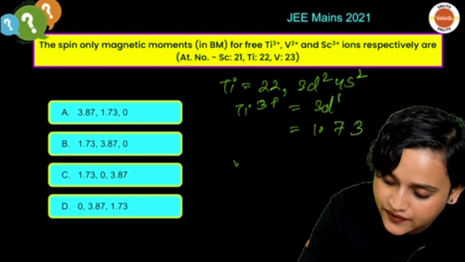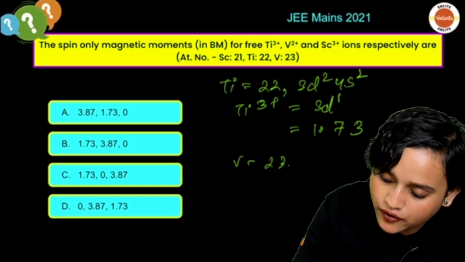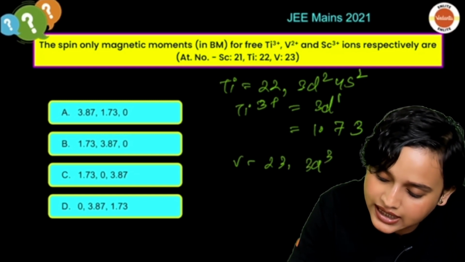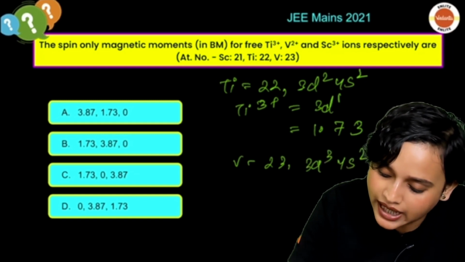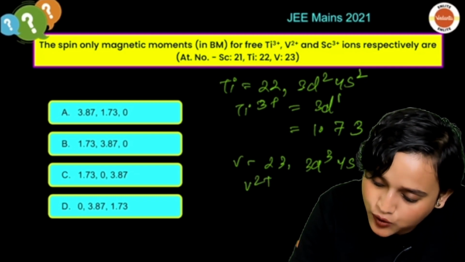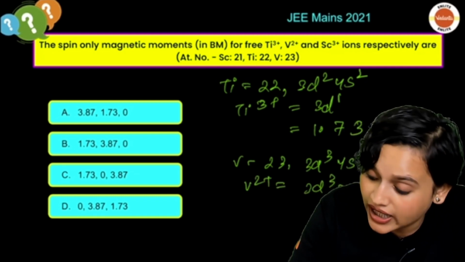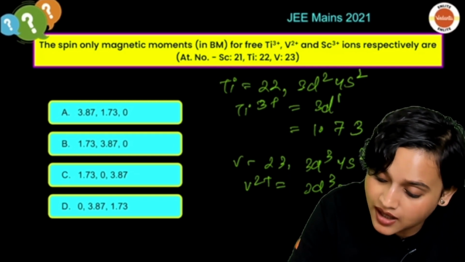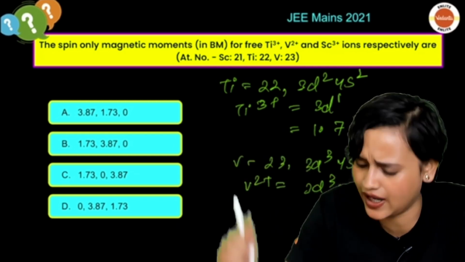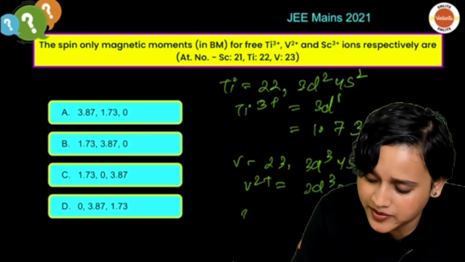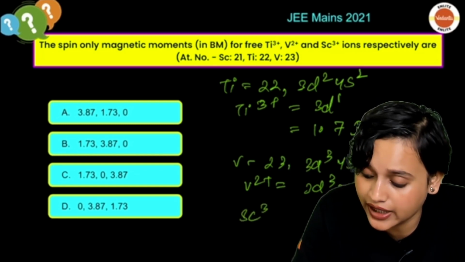If it is vanadium, vanadium has an atomic number of 23. That means 3d3 4s2, so V2+ means 3d3, which means the calculated Bohr magneton will be 3 point something something. Yes, let's just say 3.87. Okay, I'm not even calculating, I'm just trying to show you how you can do it very fast.